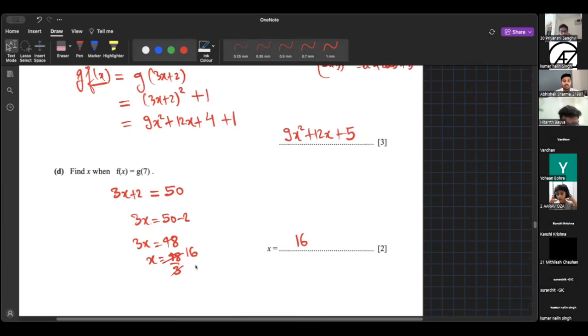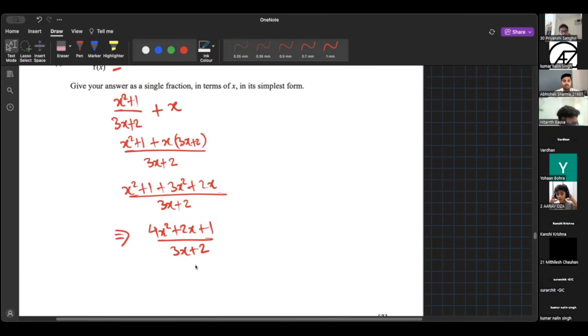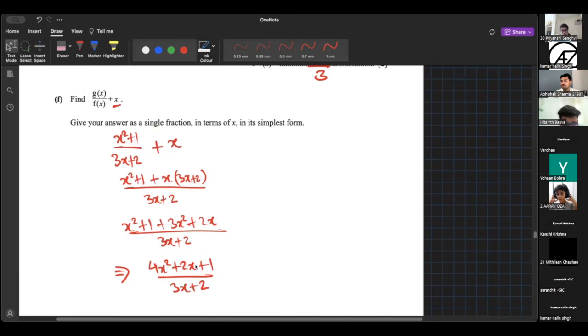This is question 18, part F. That's 19F. It's 19F? Okay. Yeah.